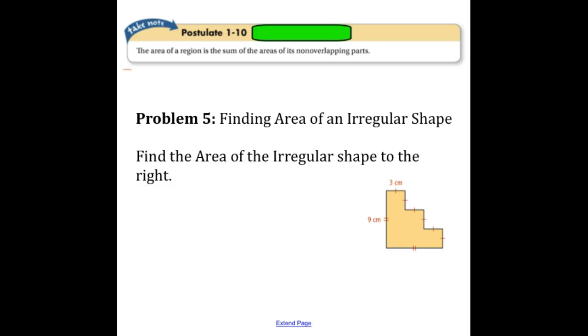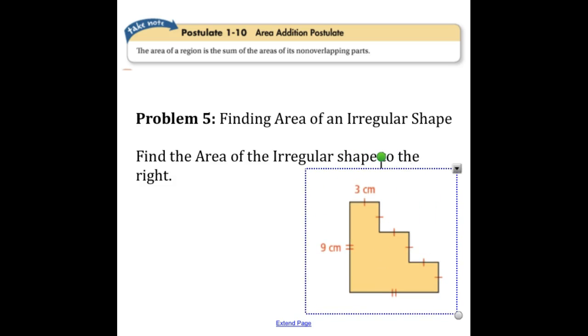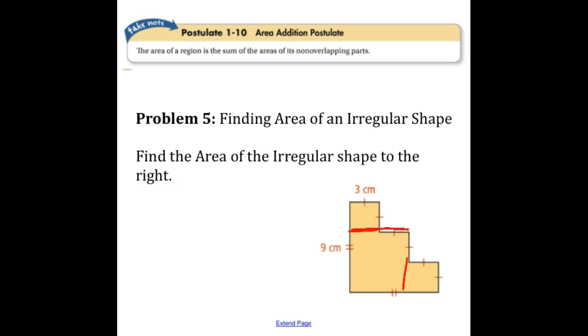All right, here's our last chunk, postulate 110, the area addition postulate. Basically, it says that if you have an irregular shape, like that one down there on the right, then the area of the entire shape is the sum of the area of the non-overlapping parts. So it means that I can take a weird shape like what I have over here, and I can cut it up into a bunch of smaller shapes. So maybe I see a square up there and a square down there and a square here in the middle. I can do that and I can find the area of each one of those on their own.